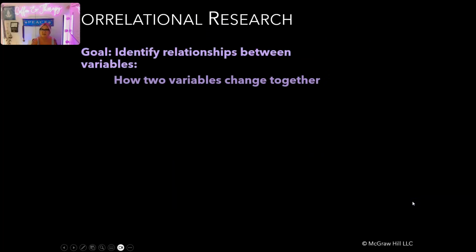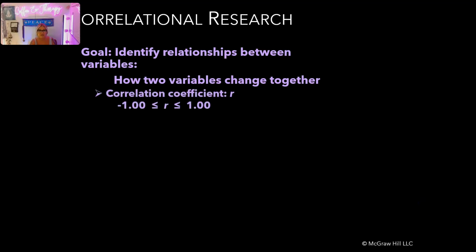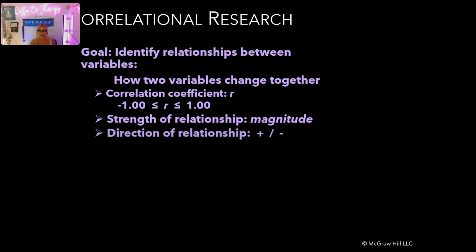All right, then we have correlational research. The goal here is to identify relationships between variables. Again, correlational equals relationships, so how two variables change together. You have what's called the correlation coefficient. It goes from -1 all the way to +1. We're looking at the strength of a relationship, or the magnitude, and then the direction of that relationship, whether it's positive or negative.